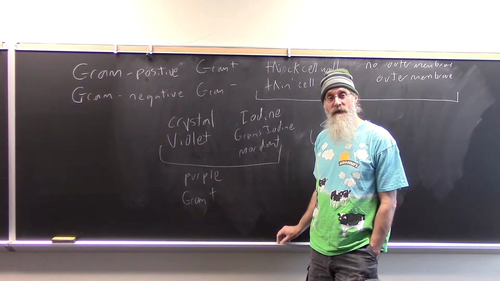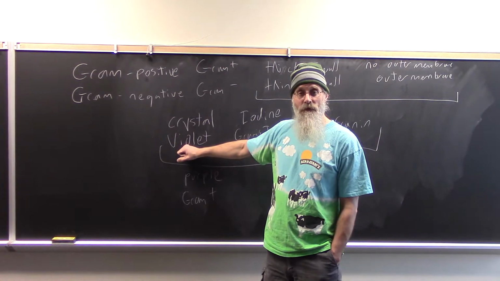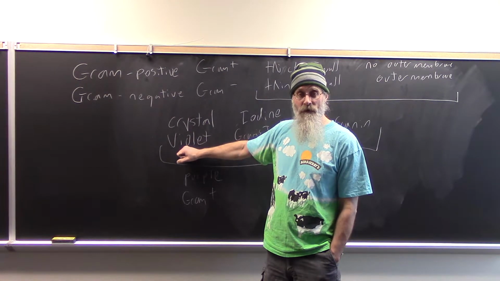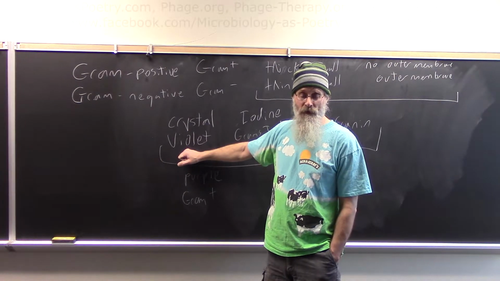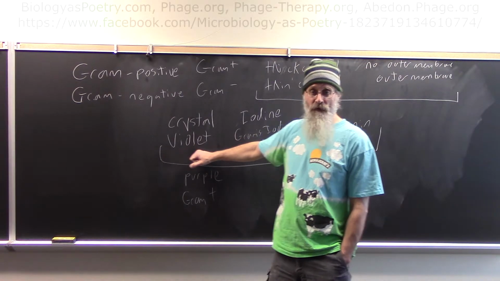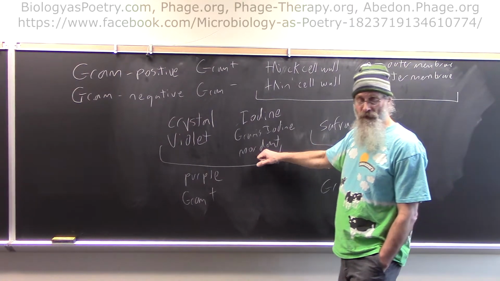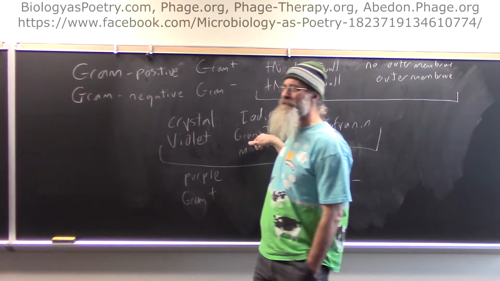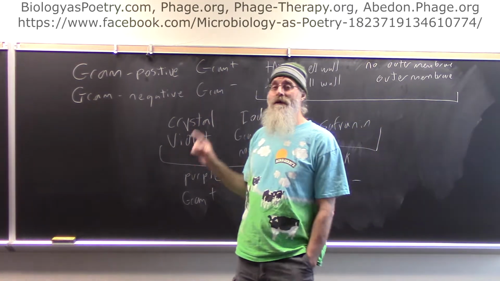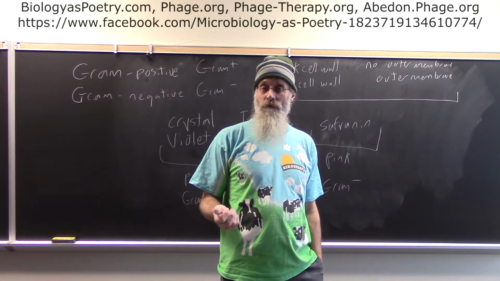So gram staining, the process of gram staining. So we make our smear, and then we fix it, and then we flood with crystal violet. We then wash off the crystal violet. We flood with Gram's iodine. Pour off the crystal violet. We pour off the Gram's iodine, and then we wash that, and then we add the decolorizing agent.